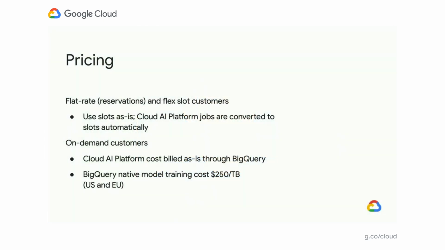In terms of pricing, if you are a flat rate customer or you use flex slots, you can use your slots as is. There is no additional charge. Each time you build a model, we just use the slots you have already purchased. If we are using AutoML Tables or a model type which uses Cloud AI platform in the backend, we convert those resources into slots at price parity. If you use BigQuery on demand, the Cloud AI platform cost is billed as a pass-through through BigQuery. So there is price parity there as well. For models which are trained natively, like time series, matrix factorization, and regression, the pricing is according to the amount of training data that you use.